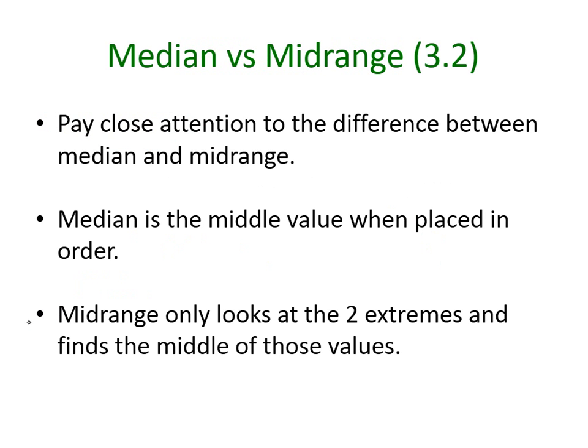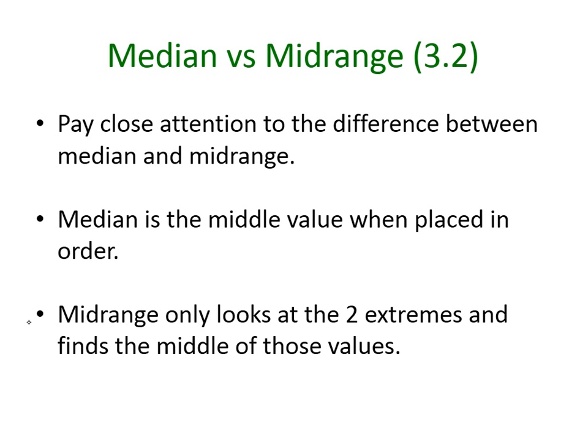Now, pay attention to the difference between the median and the mid-range. They're both describing the center. The median takes just those 2 numbers that are in the middle and finds the middle between those 2 values, versus the mid-range is taking the 2 extremes and finding the middle between the 2 extremes. And so there's a big difference between what you're looking for as you do those.